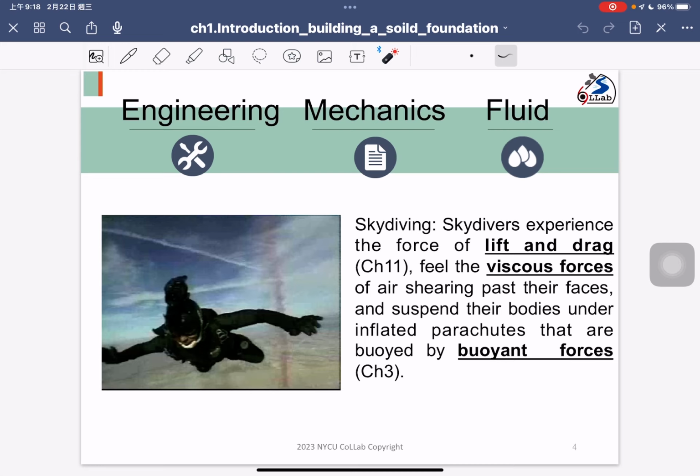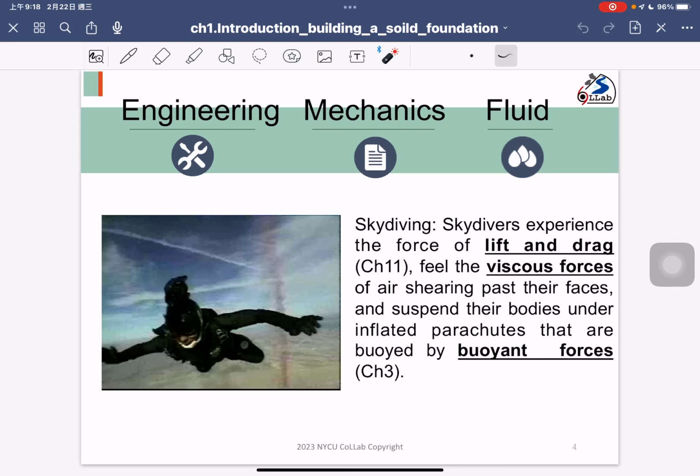Totally the system involves four forces. As I mentioned, we have lift and the drag force. And the third force we call the viscous force. Viscous force is similar to the friction force but applied to a different material. In fluid, we call it the viscous force; in solid material, we call it the friction force. So that is the definition difference. And finally is the buoyant force. It's caused by the parachutes. If you don't have the parachute, you don't have the buoyant force, and you will fall down very quickly. So the parachute can help you to adjust the height of your body.